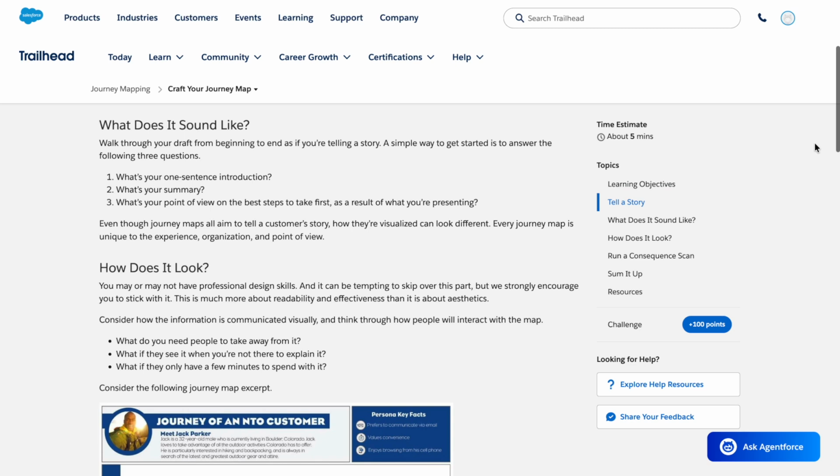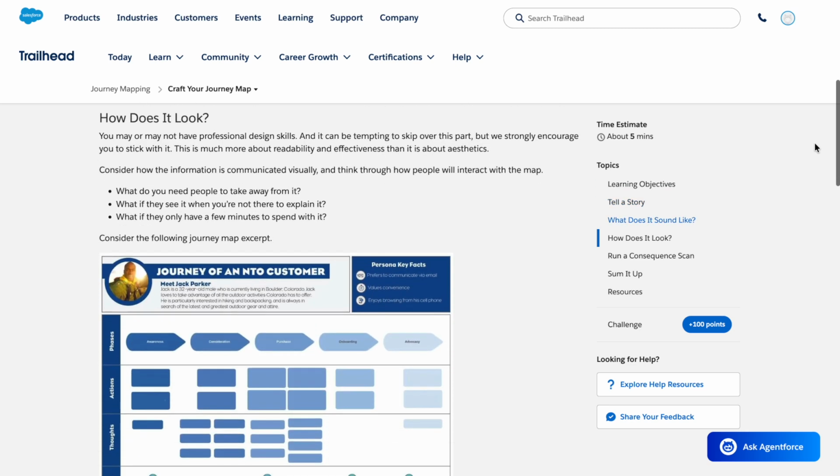Even though journey maps all aim to tell a customer's story, how they're visualized can look different. Every journey map is unique to the experience, organization, and point of view. How does it look? You may or may not have professional design skills, and it can be tempting to skip over this part, but we strongly encourage you to stick with it.